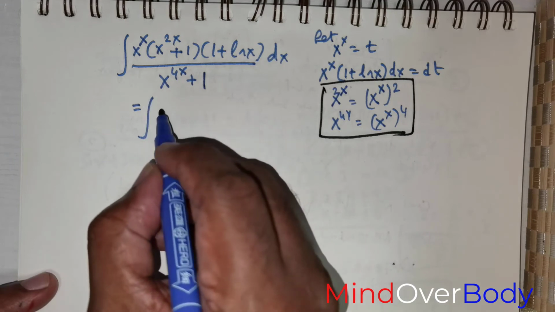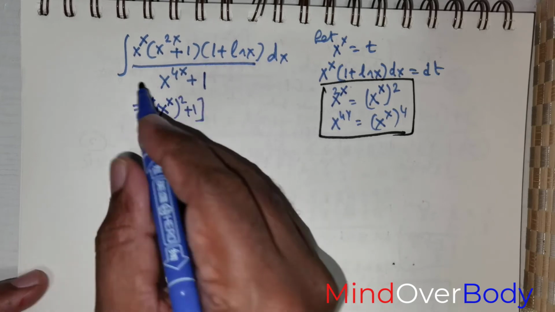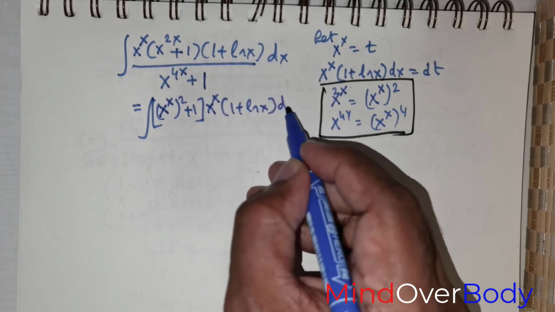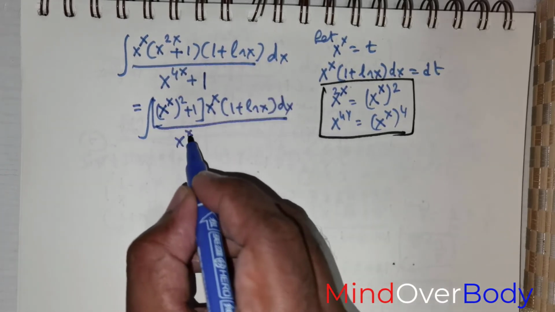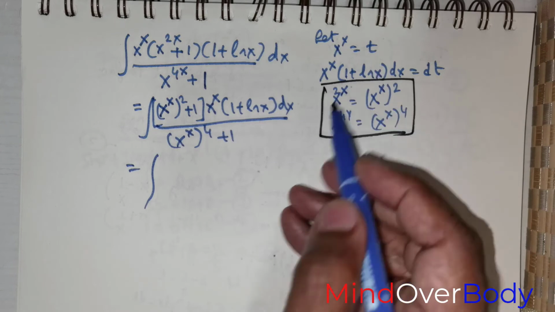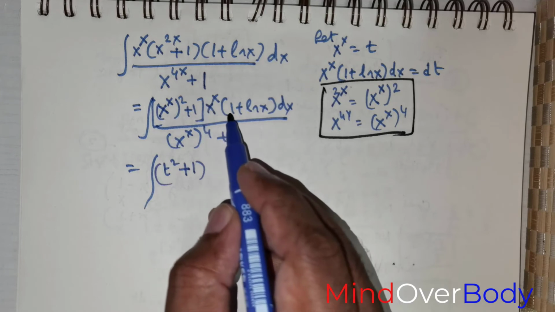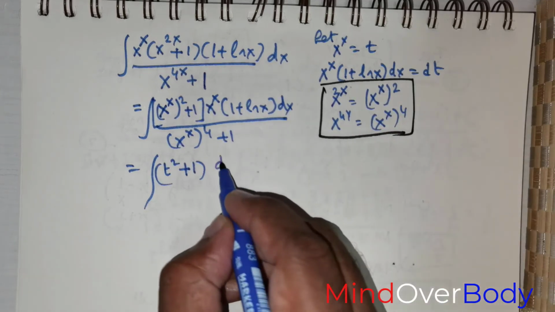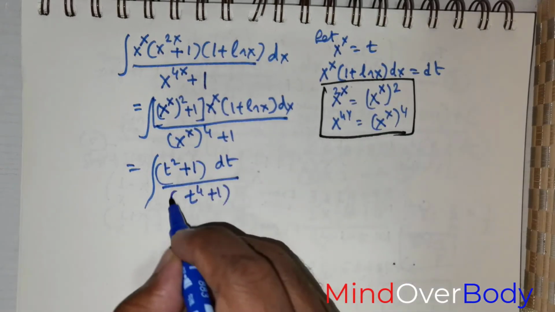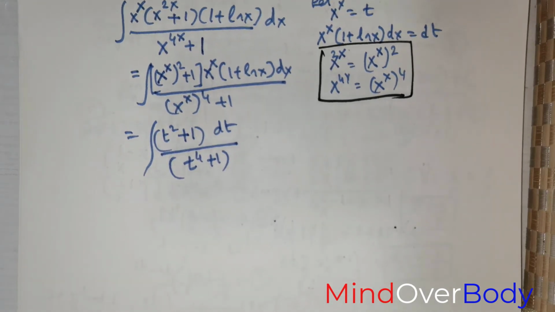So I'm going to first rewrite this as x raised to the power of x raised to the power of 2 positive 1 times, I'm going to club this, x raised to the power of x times 1 positive ln x times dx divided by x raised to the power of x raised to the power of 4 positive 1. So upon substitution, this is going to be t squared positive 1, x raised to the power of x times 1 positive ln x times dx, this is going to be dt, divided by t raised to the power of 4 positive 1. Now this is the type which I have just mentioned to you in the previous problem.